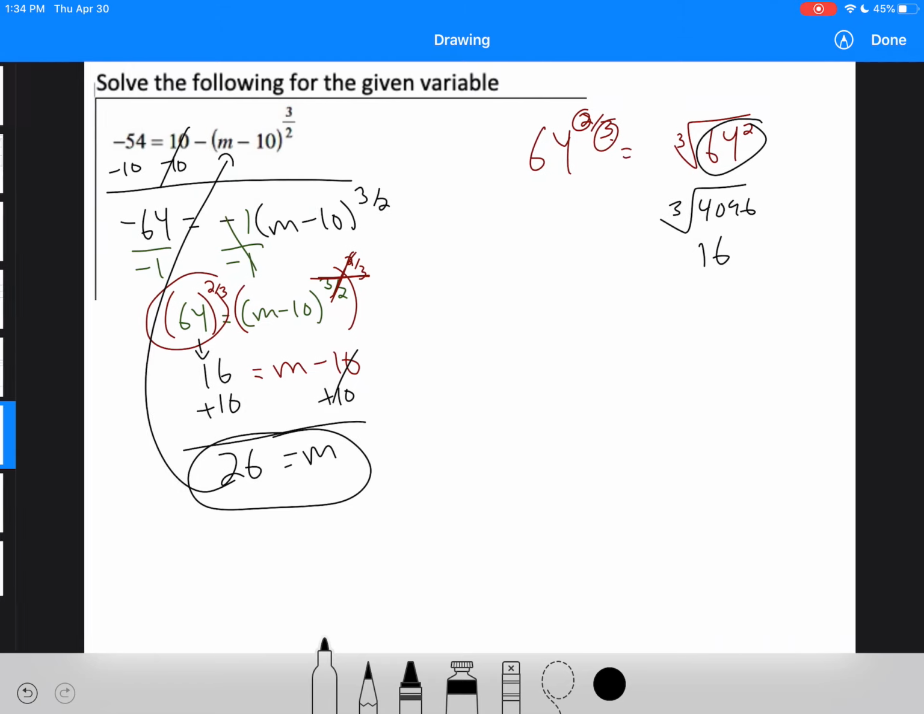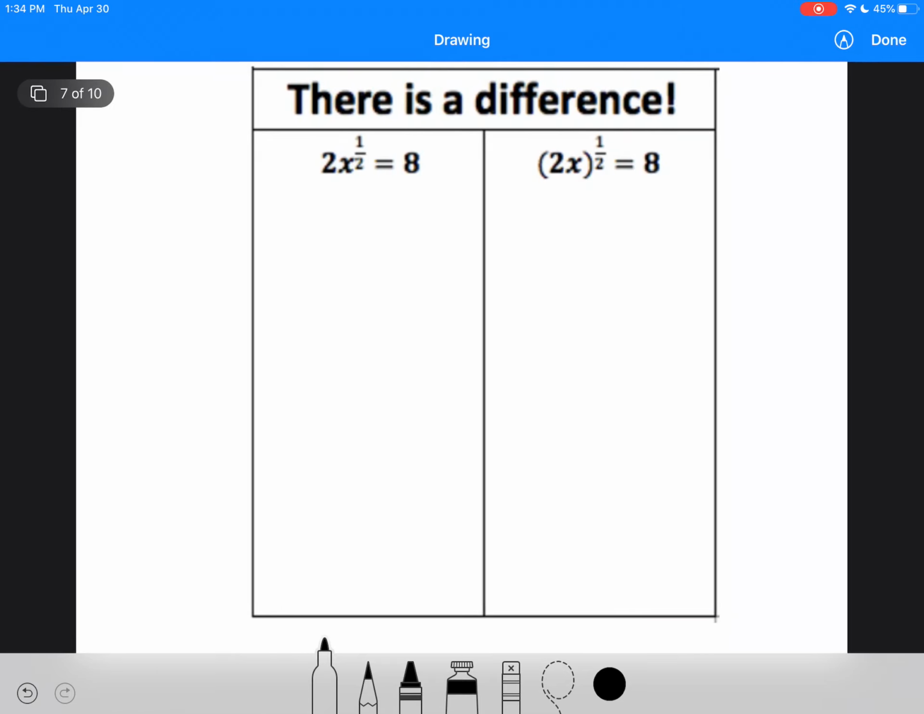Okay? And you can plug it back. You can plug the 26 back in here as well if you want to see if it's true or false, which it will be true.